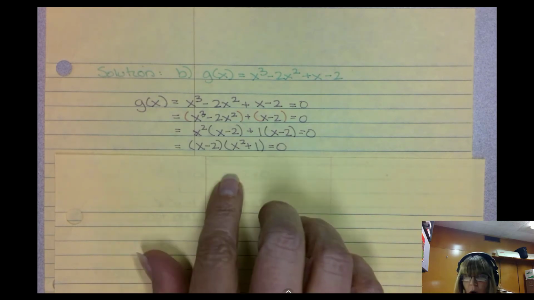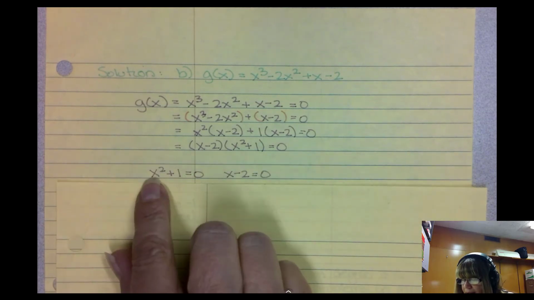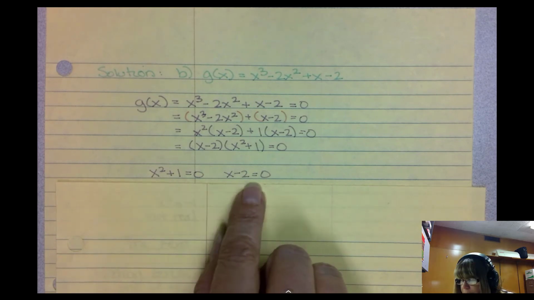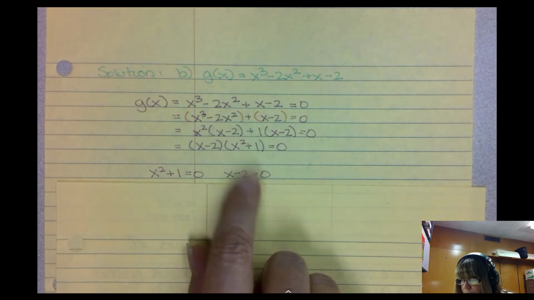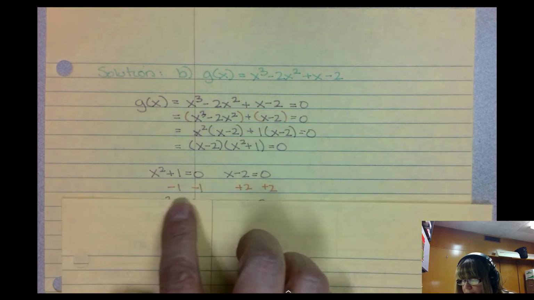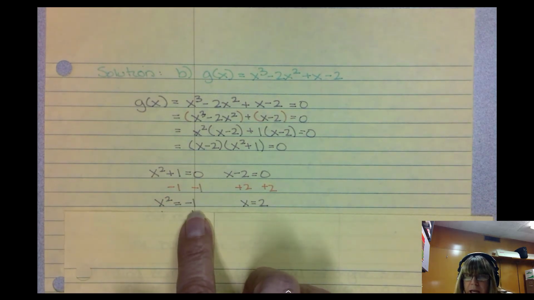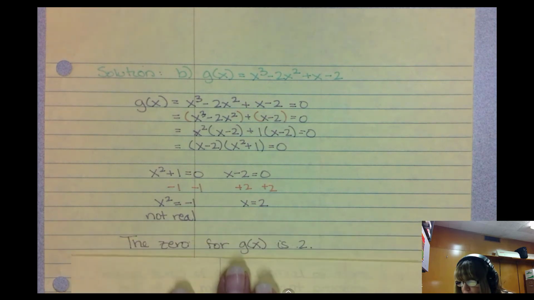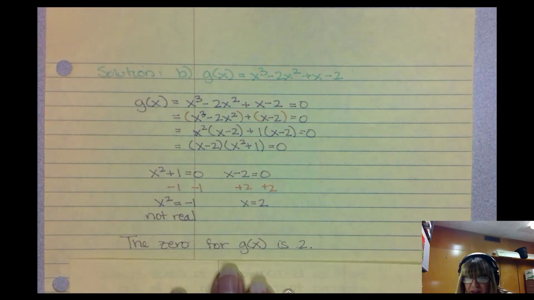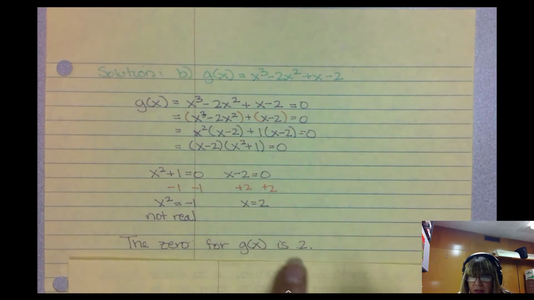Now I'm looking for all of the real zeros. So I'm going to break this apart. I have x squared plus 1 equals 0 and x minus 2 equals 0. And you probably say, okay, add 2 to both sides and I get x equals 2. But look what happens. I'm going to subtract 1 from both sides here, and I get x squared equals negative 1. Keeping in mind I'm looking for the real zeros, meaning a real number, this is not a real number. So the only 0 for g of x is 2. There's only one real 0 value, and that is when x is 2.